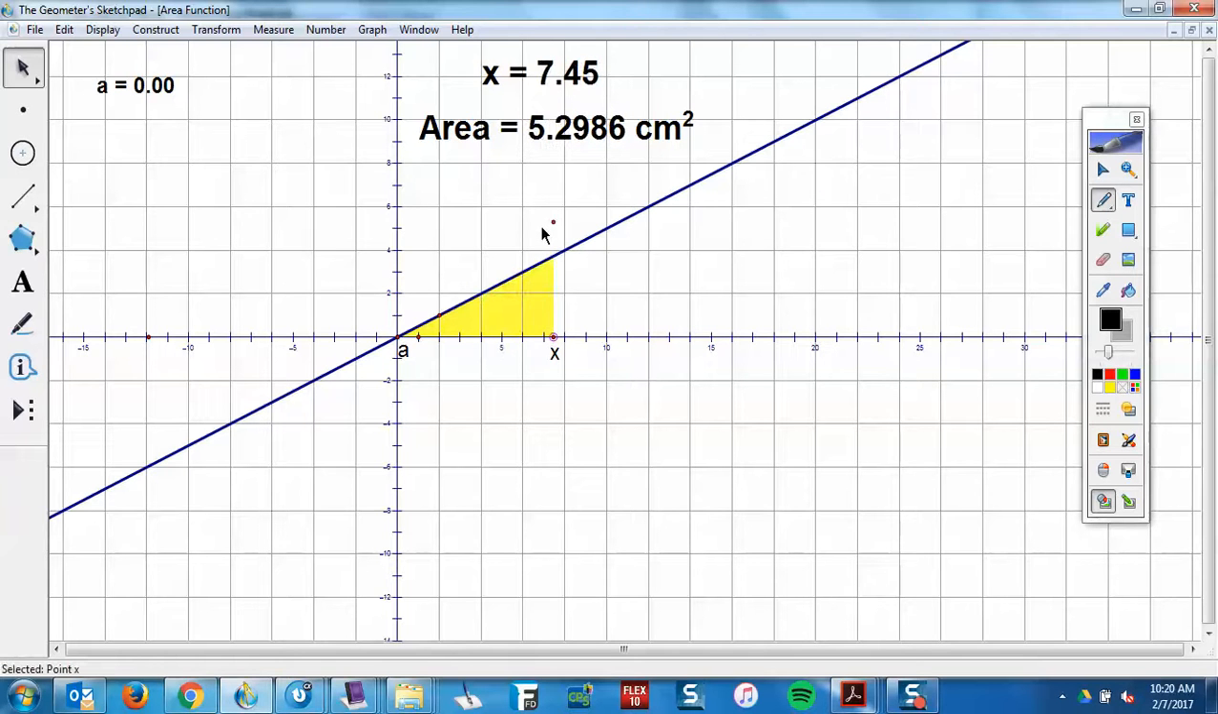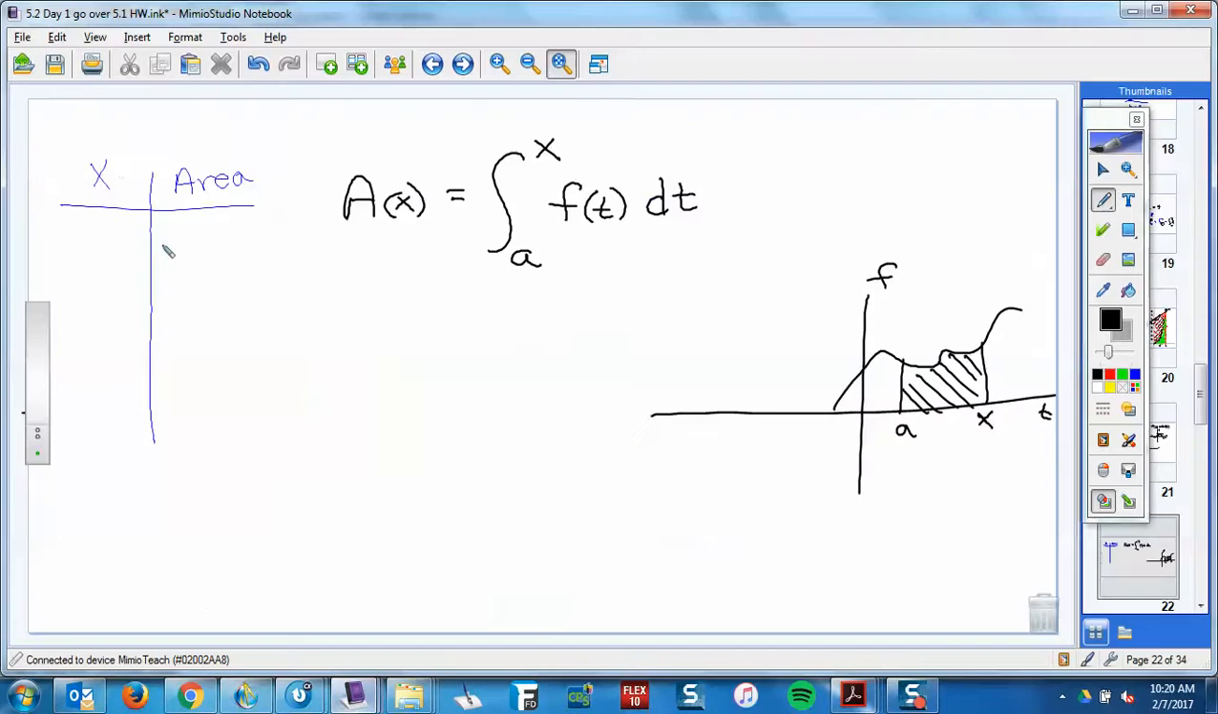Now you might have noticed this little dot. What's this dot? It's these coordinates, right? This is 7.45 and 5.2. So right now we're at 5.29. So this point is just plotting these 2 points like I had in this table right here. Okay? So it's plotting the area function for me.